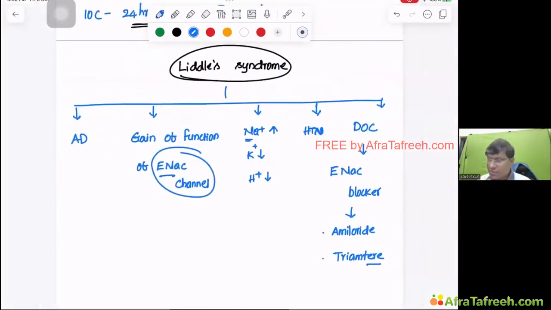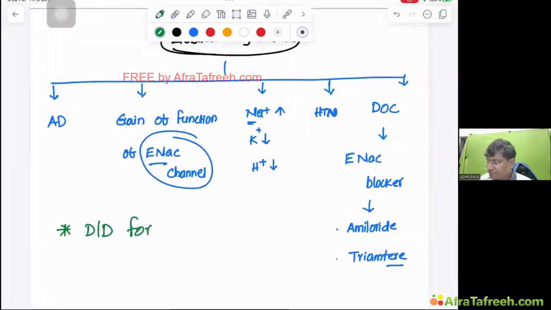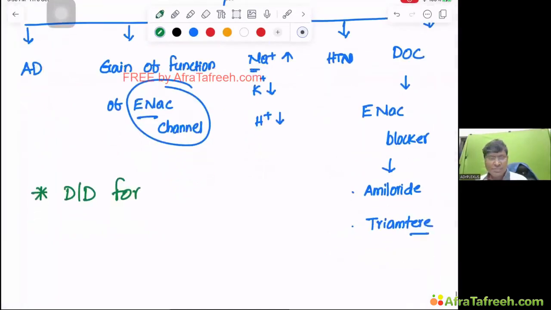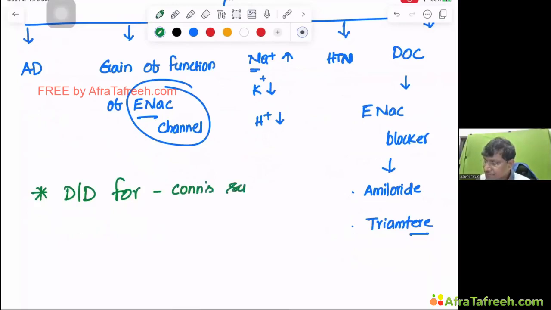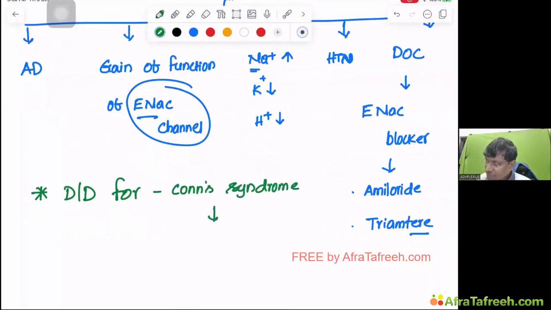And Liddle's is a close differential diagnosis for what? For which endocrine disorder? It's a differential diagnosis for, very good, Jacob, that is Conn syndrome. And what is the drug of choice for Conn's? Drug of choice for Conn's is spironolactone.